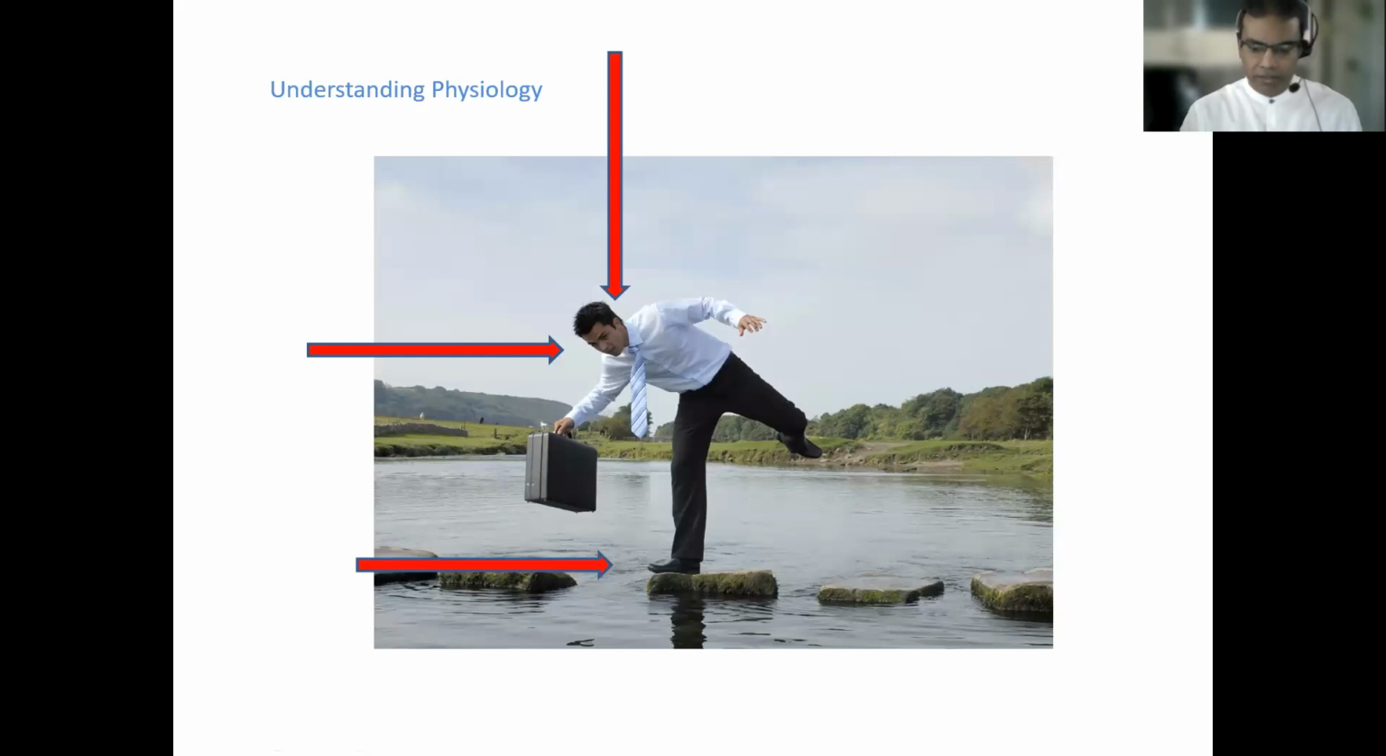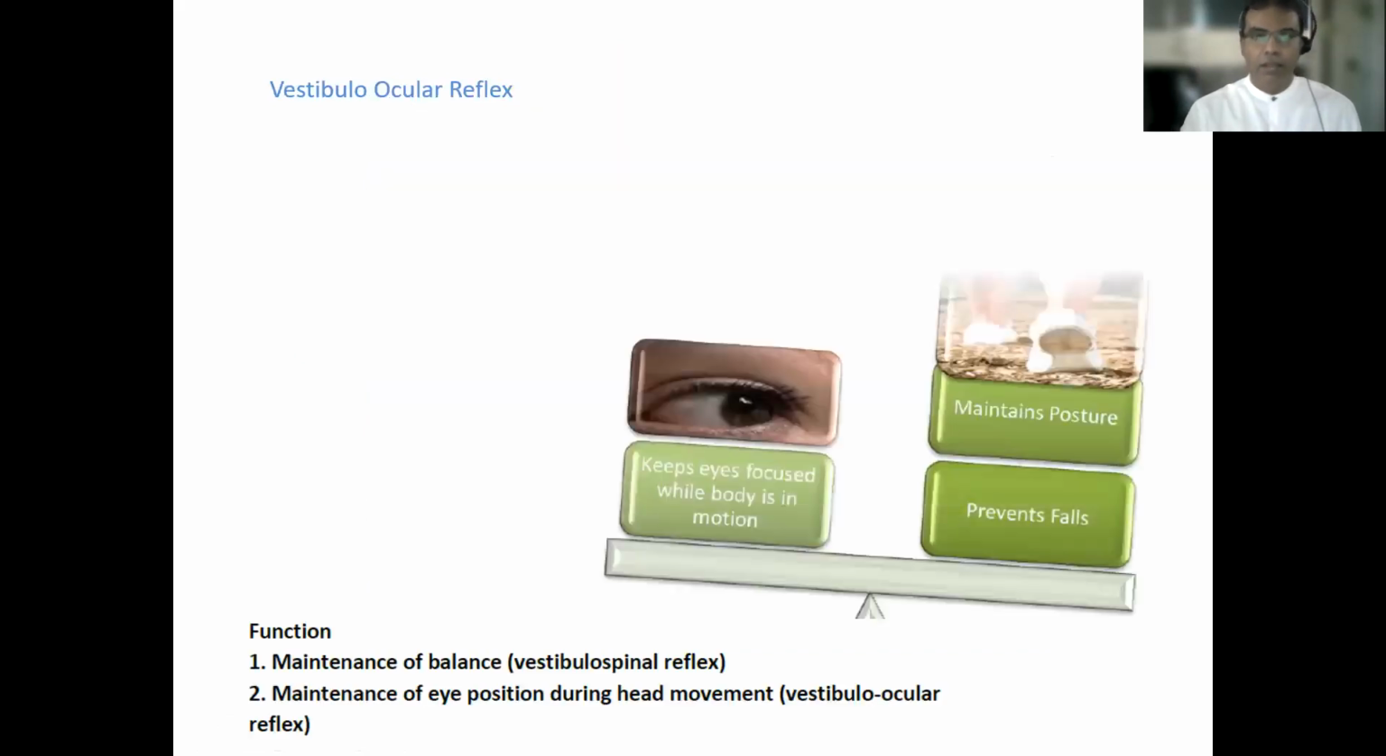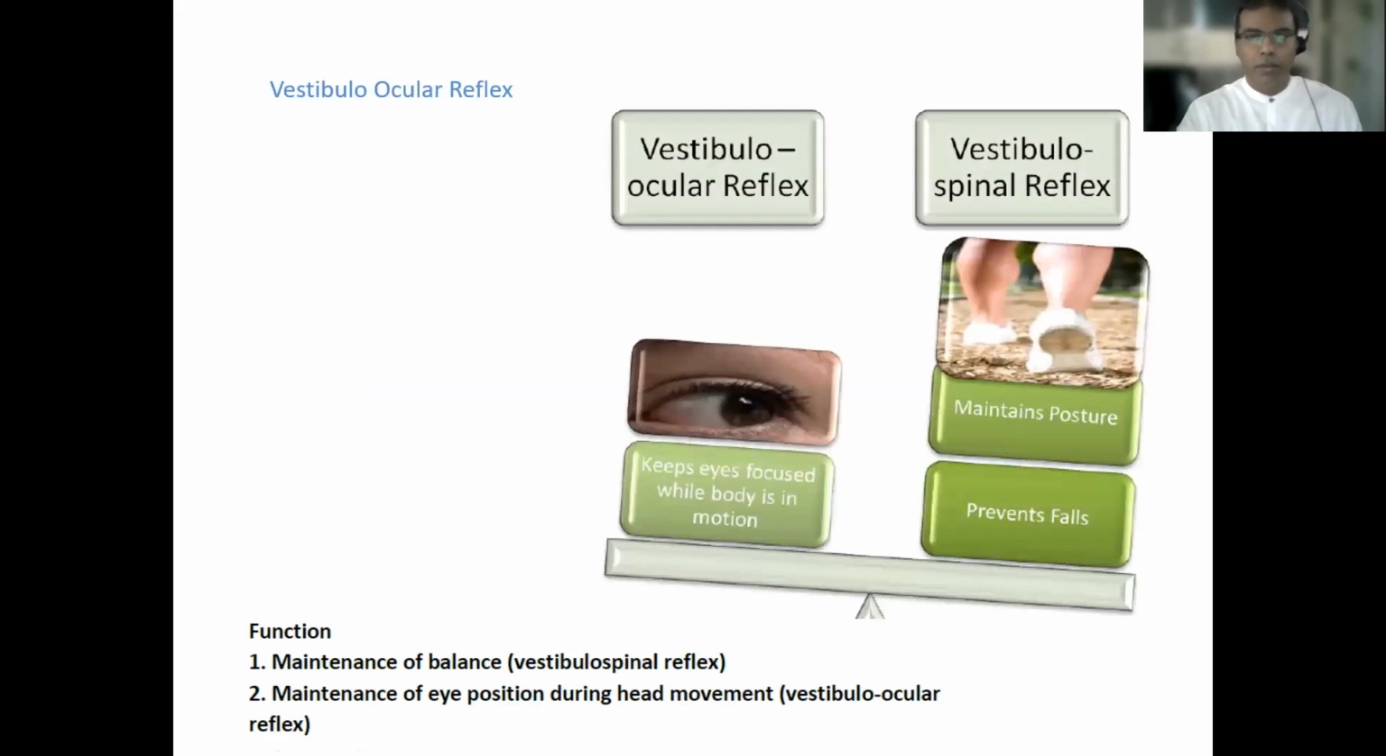Okay. So when we talk about the vestibular reflexes involved in balance, there are two main reflexes, and these are the vestibular ocular reflex and the vestibular spinal reflex. The vestibular ocular reflex is what helps us keep our eyes focused on a certain object when the body is in motion. And the vestibular spinal reflex helps us maintain our posture.